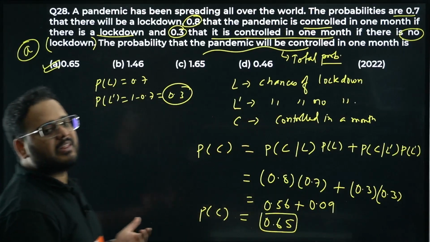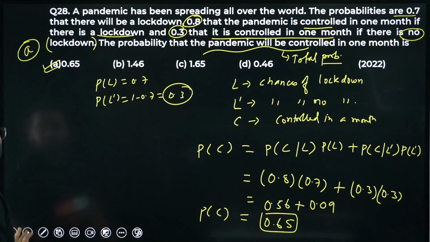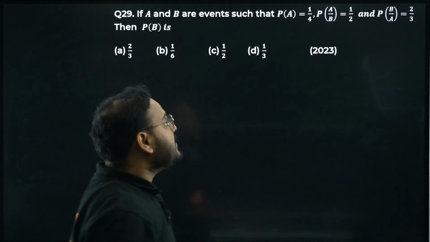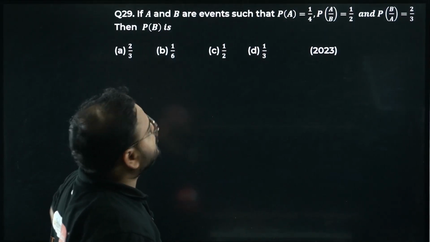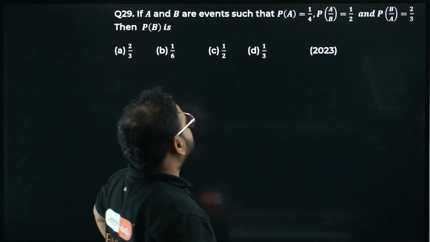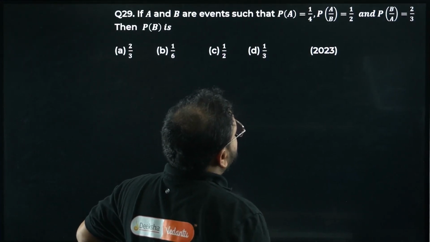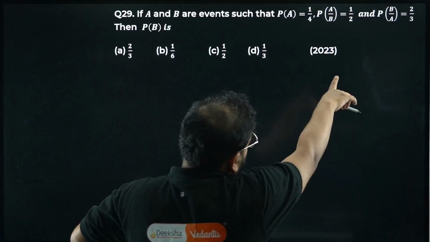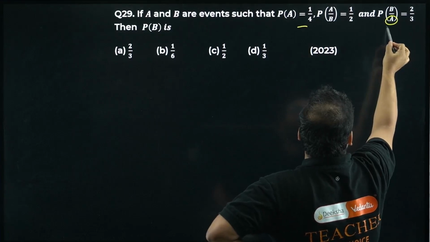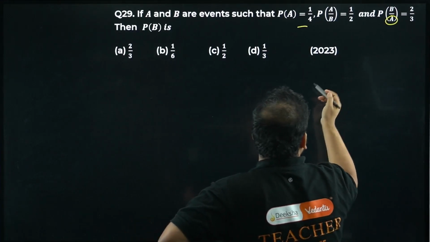Moving on to question number 29 now. If A and B are events such that P(A) is 1 by 4, P(A|B) is 1 by 2, P(B|A) is 2 by 3, then P(B) is how much? Check here. So we are looking for P(B), right? If I can find the intersection from there, I have P(A) with us. I can find the intersection and use it in this case. Simple question.